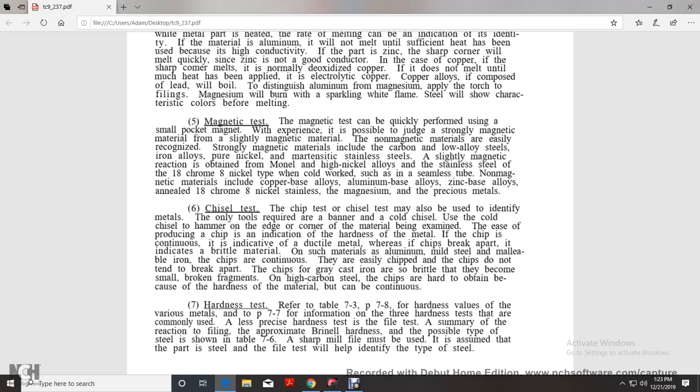If the chip is continuous, it identifies a ductile metal, whereas if the chip breaks apart, it indicates a brittle material. On materials such as aluminum, mild steel, and malleable iron, the chips are continuous. These are easily chipped and the chips do not tend to break apart. The chips of gray cast iron are so brittle that they become small broken fragments. On high carbon steel, the chips are hard to obtain because of the hardness of the material, but can be continuous.